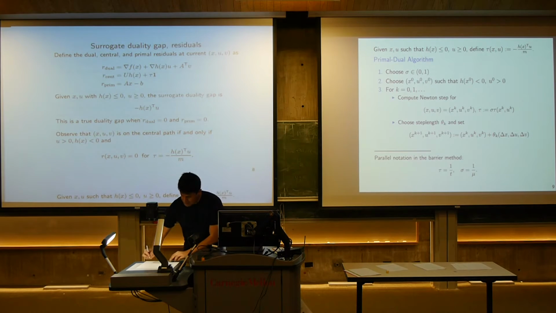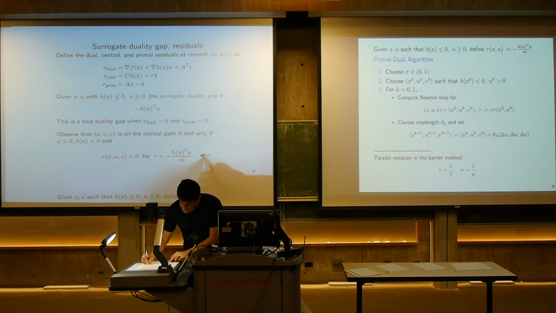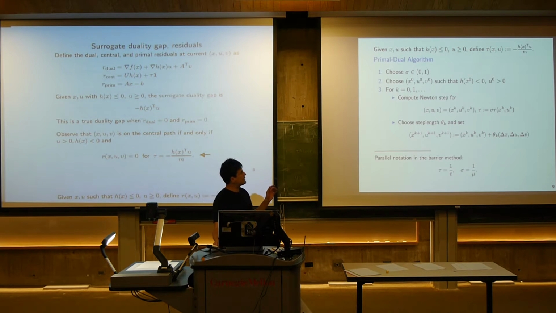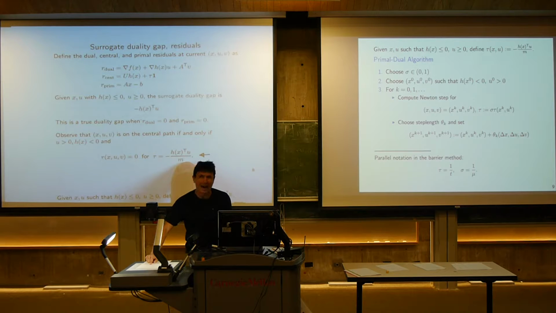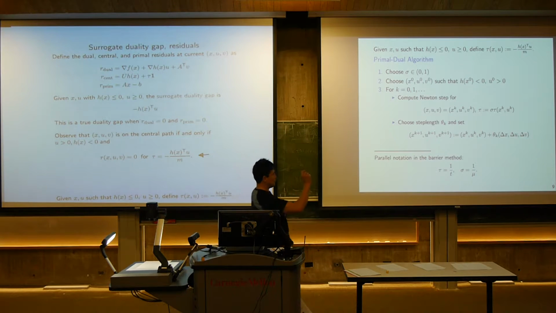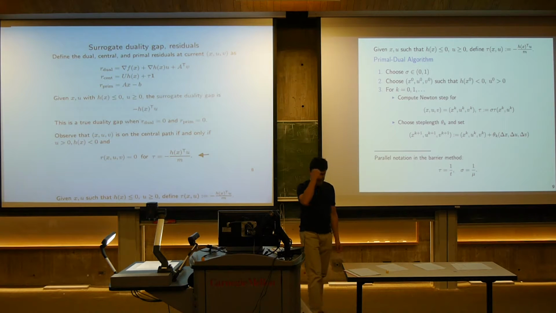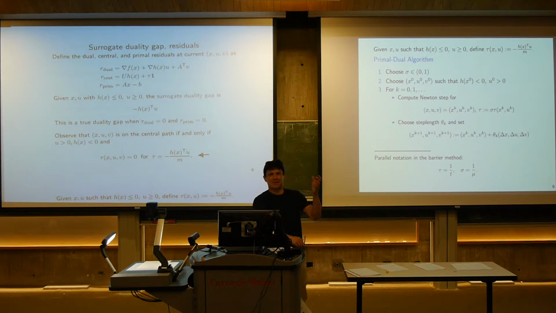So we are going to make use of this little observation here. In fact, given any x and u, we will define tau of x, u to be the surrogate duality gap divided by m. So that will be the tau associated with x and u. And again, the rationale for this is that if the x and u that we begin with are indeed on the central path, then that will be the tau for that pair of data.